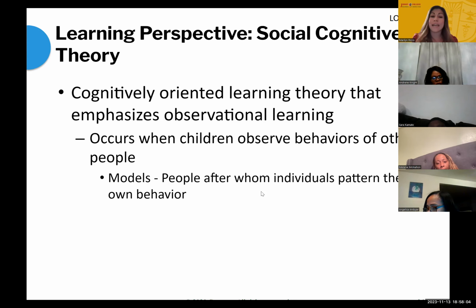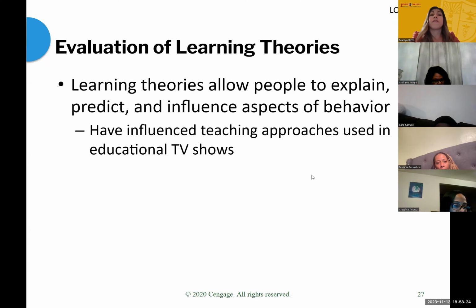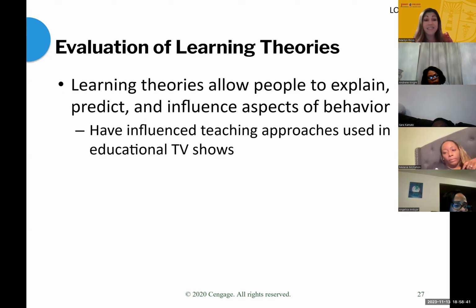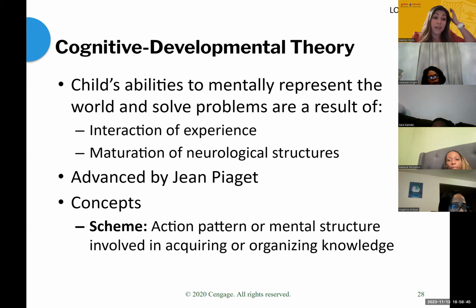So this is what they're saying. They're saying that children learn based on their environment, and the models that are provided to them teach them this. They can learn things on their own, but they're surrounded by people and environments that they're going to learn from no matter what. So the evaluation of these learning theories is that the learning theory allows people to explain, predict, and influence aspects of behavior. They have influenced teaching approaches used in educational TV shows. Think about what the kids watch on TV on a regular basis. That's an influence. Everything around you is an influence. Social media is the doomsday of everybody, especially the children, right? Because everybody's on it now.